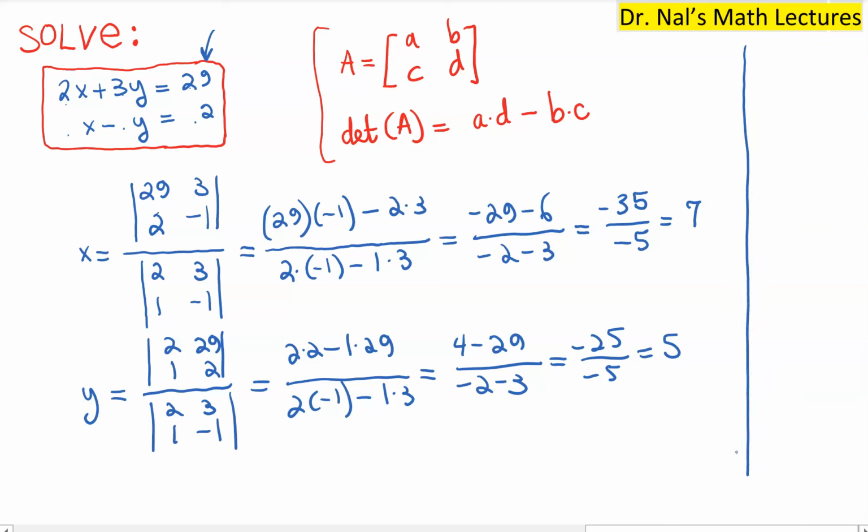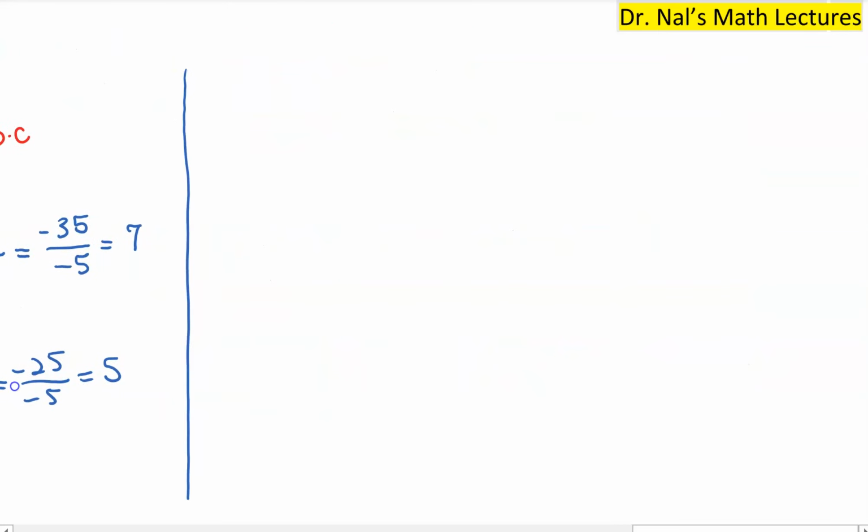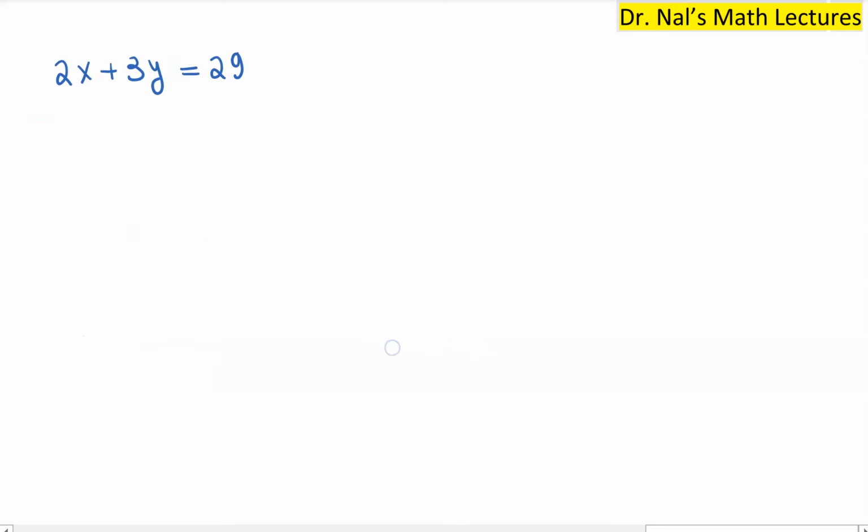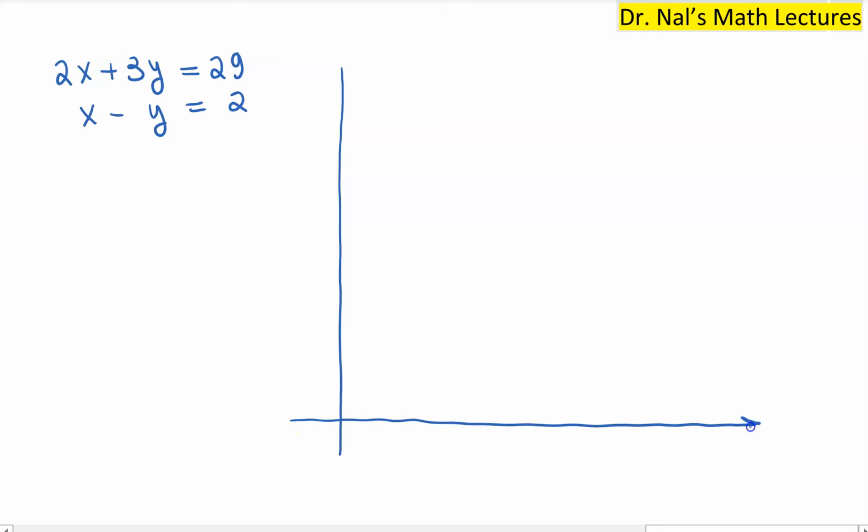Copy these equations, 2x plus 3y equals 29. So we have 2x plus 3y equals 29. And also, let's move it a bit more. And then x minus y equals 2. So the key idea is to have a look at the expression in the Cartesian coordinates. It turns out that because these are linear equations, they represent lines in the Cartesian coordinates. That's why we call them linear equations, because they represent lines.